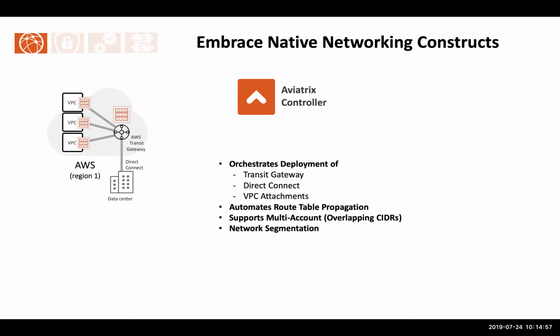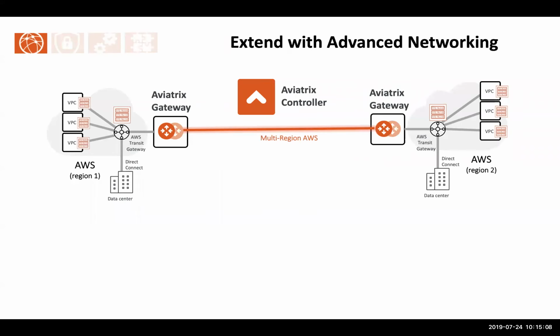So again, this is only the Aviatrix controller, which runs on, say, an EC2 instance and takes advantage of the native constructs. Now, if you look at the native constructs, there are capabilities that it cannot perform. For instance, the AWS Transit Gateway is only a single region product. It can't do multi-region networking so that you can have VPCs in one region talking to VPCs in the other region through the transit gateway.